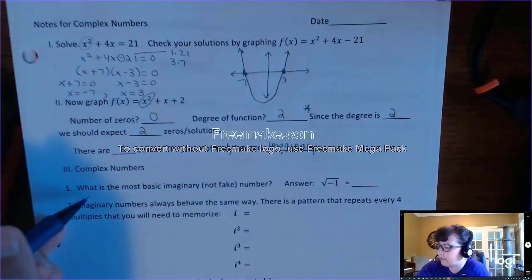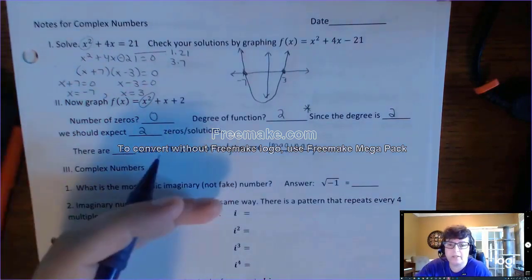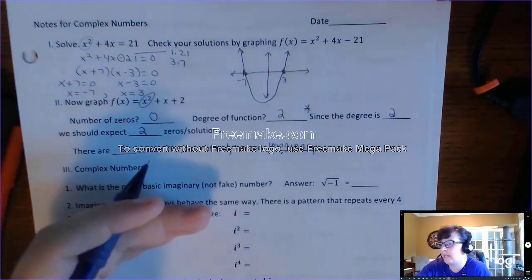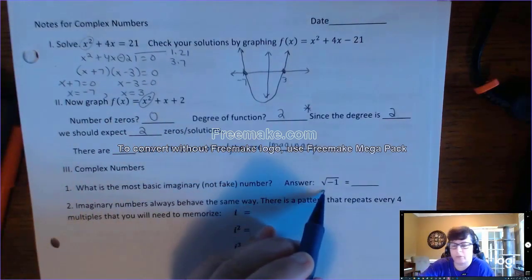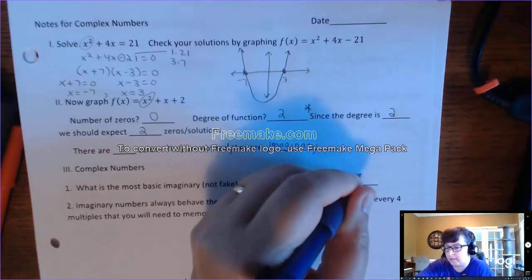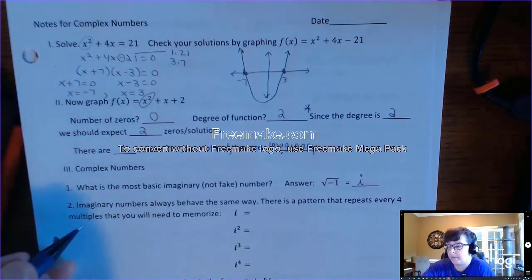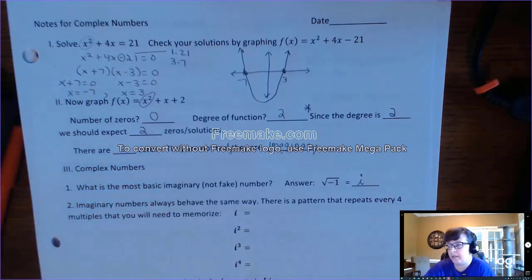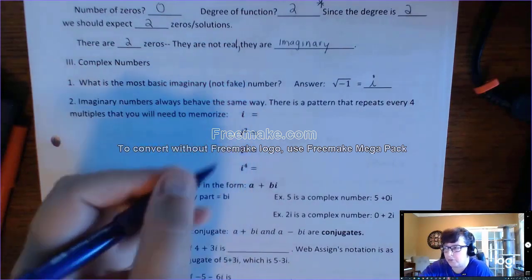Okay, so what is the most basic imaginary, not fake, but imaginary as opposed to real? The opposite of a real number is an imaginary number. And the most basic imaginary number is the square root of negative 1. There is no real number that is the square root of negative 1. So we're going to call it i, the most basic imaginary number. And imaginary numbers always behave the same way. There's a pattern that repeats every 4 multiples that you need to memorize. So I'll take you through why this works.